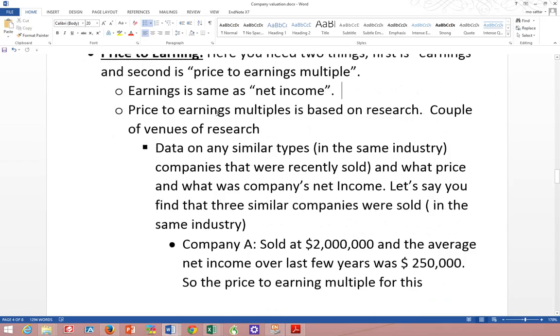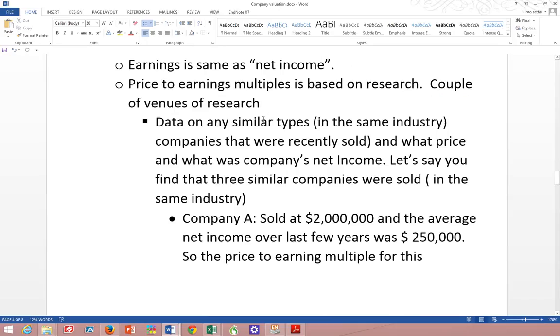Okay, the price to earnings multiple is based on research. There are a couple of ways to do it. One would be to see if you can find companies that have been recently sold. Similar type companies, obviously in the same industry. If it is a technology company, it should be in technology.